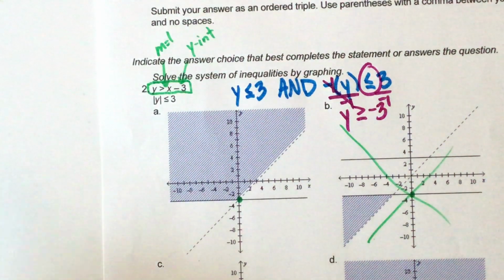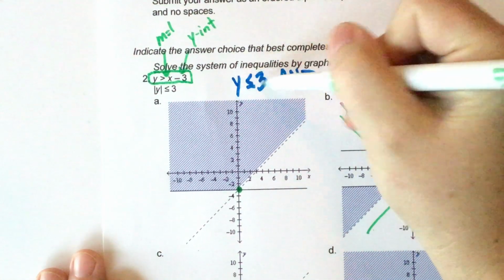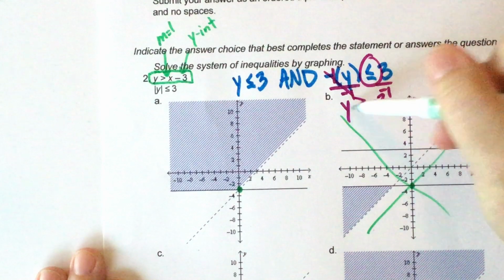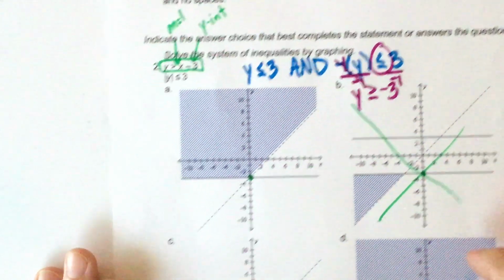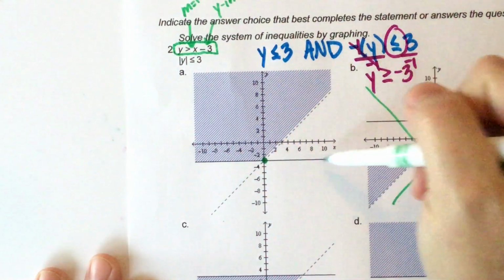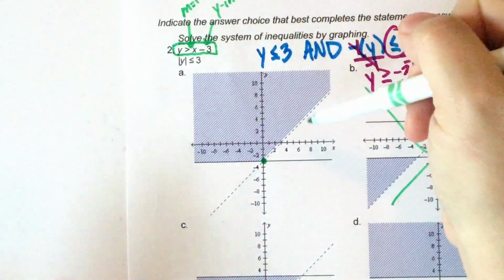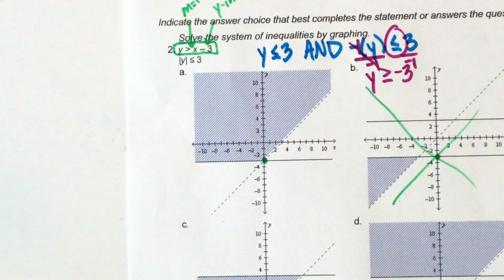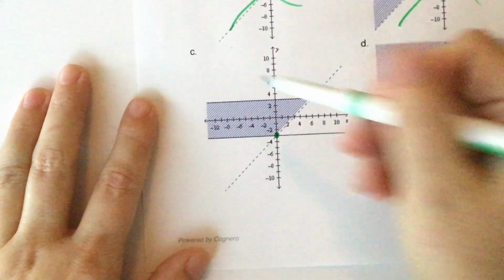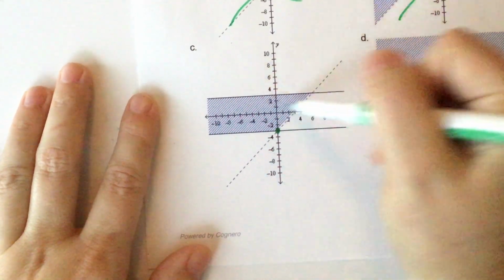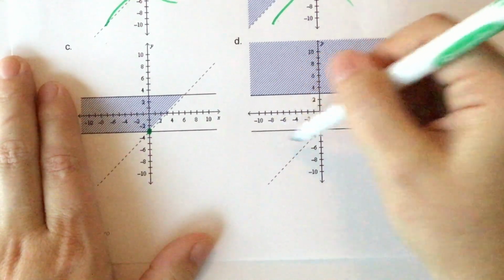Okay, so I want to see who graphed these lines correctly. All right, this is a horizontal line at +3, and this is a horizontal line at -3. So let's see. This one has a horizontal line at -3, but I do not see a horizontal line at +3. So that looks like I can rule that one out. Okay, this one does look like it has a horizontal line at +3 and at -3. And this one looks like it has a horizontal line at +3 and -3.